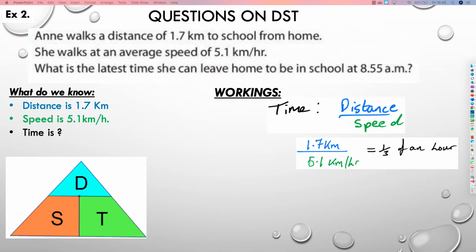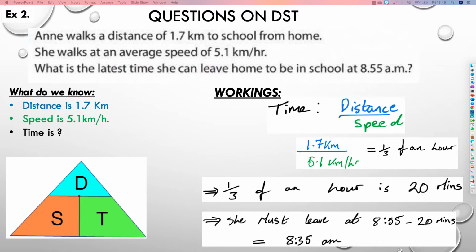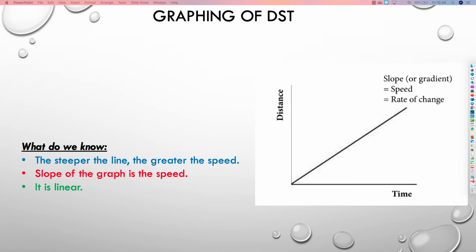That means recurring. So we get your hours and minutes now. You get 20 minutes. So what time does she have to leave to be in school at 8:55 a.m.? 8:35. Exactly.